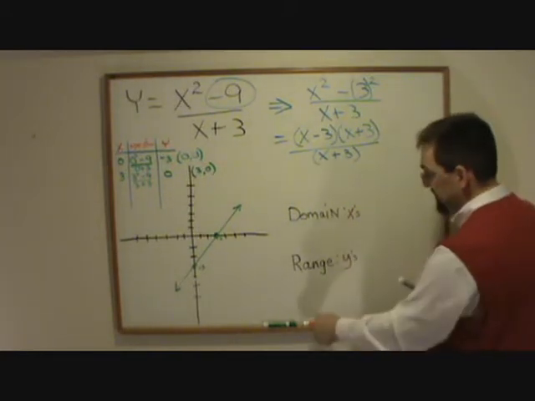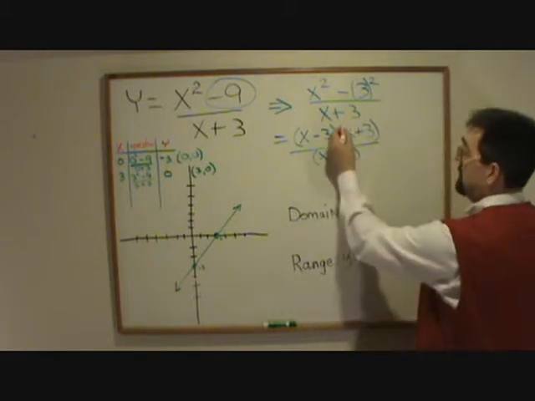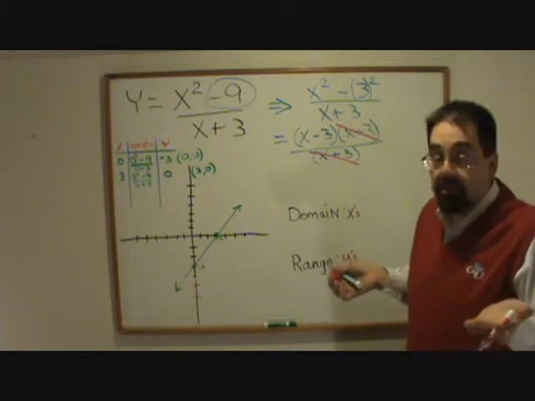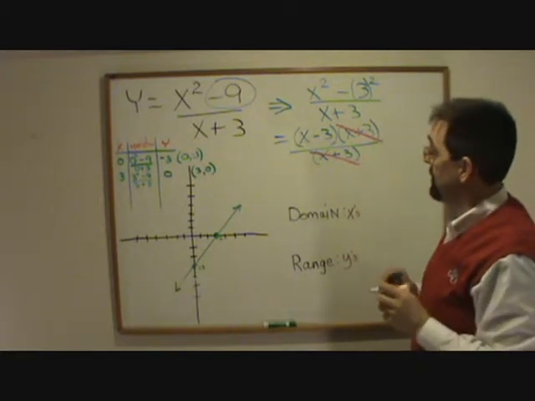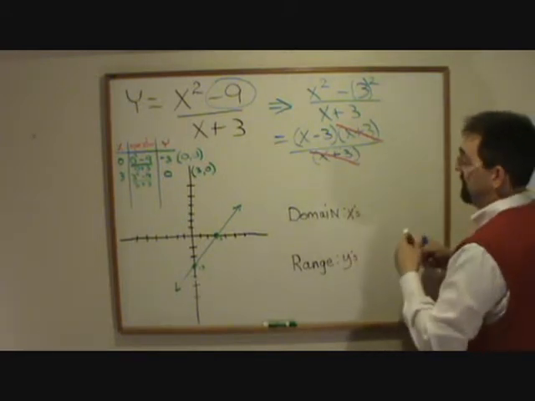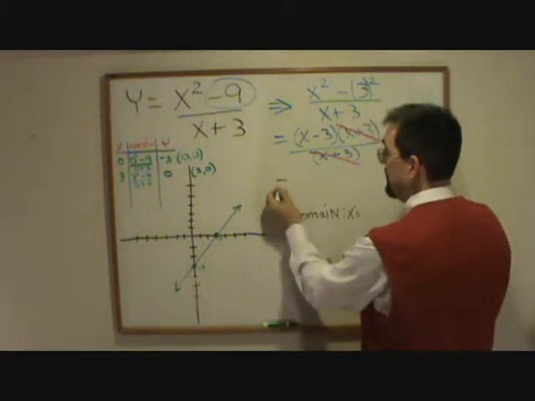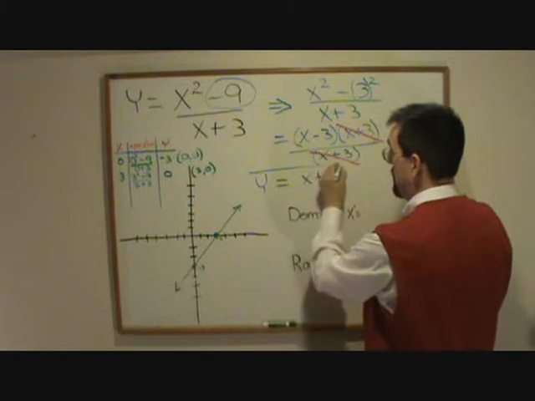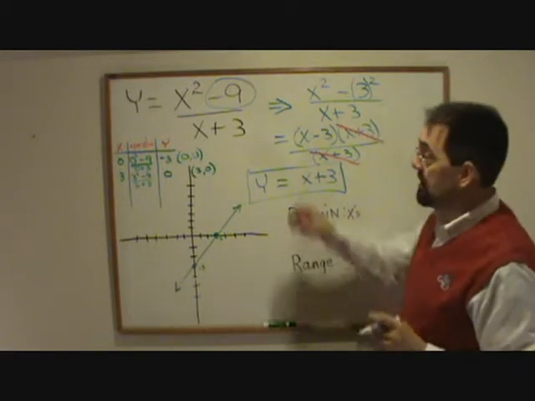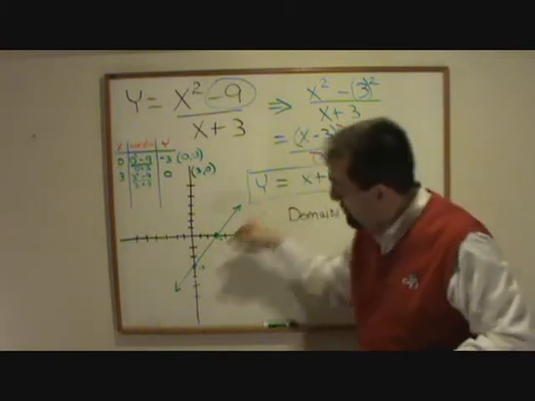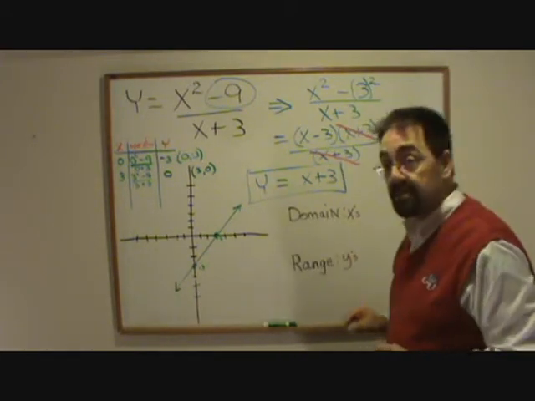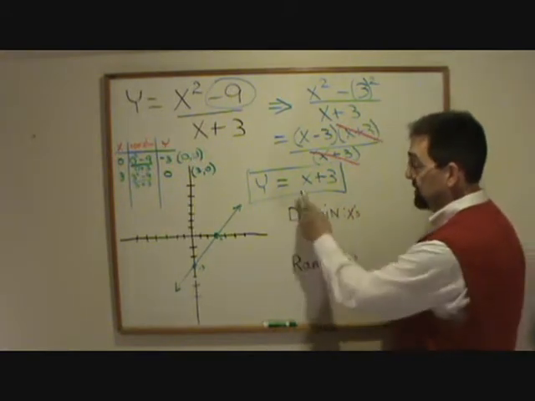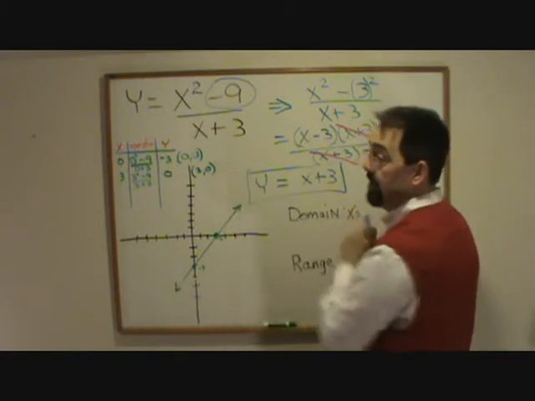Alright, now that we see this, we can actually cancel. x plus 3 over x plus 3 is just like multiplying by 1. We cancel those, and our final answer is x plus 3. So the reason we got a line when we put this in our calculator is because y equals x plus 3 when we simplify it. Unfortunately, we're interested in the domain and range, not of this, but up here.